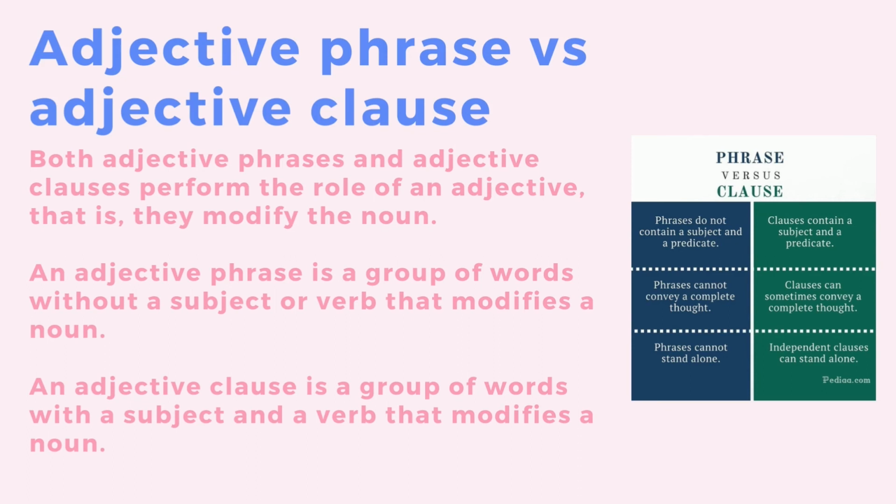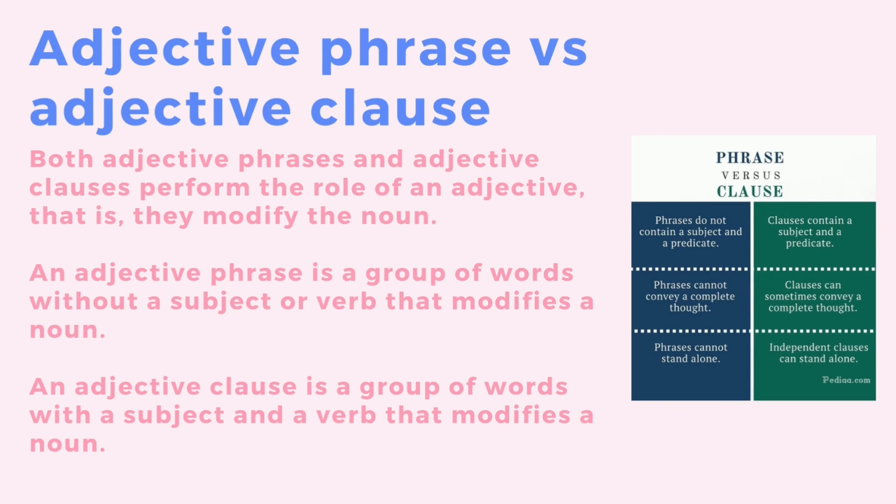If the difference between a phrase and a clause is clear, then adjective phrase and adjective clause are very easy to understand. Both adjective phrases and adjective clauses perform the role of an adjective. That is, they modify the noun. Now, this is a common property of both of them. But the difference lies in the fact that an adjective phrase is a group of words without a subject or verb that modifies a noun, whereas an adjective clause will always have a subject and a verb.